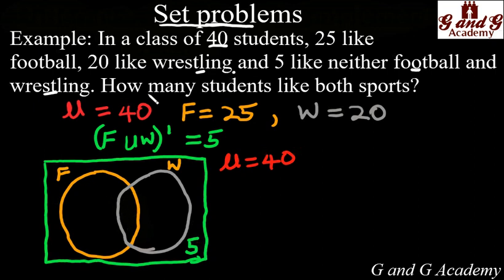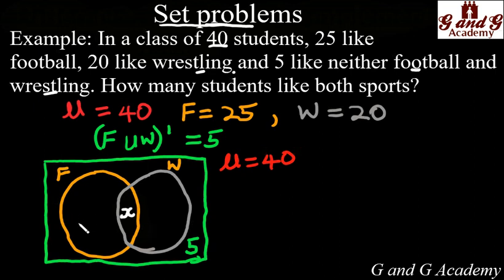What you are asked to calculate is how many students like both sports, which is F intersection W, and you are not given it here. The best thing for you to do is to use a letter to represent it, such as X. Are you getting what we are trying to establish?